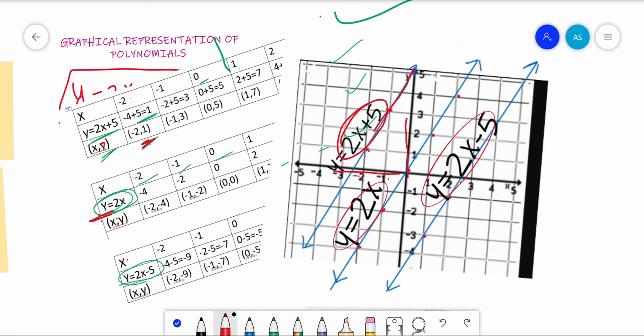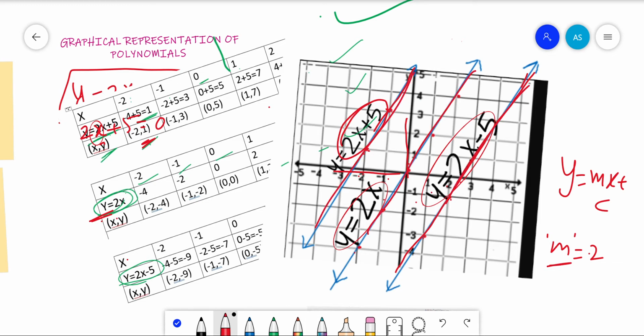Here, taking the points (1, -3) and (2, -1) and plotting those two points, you will get a straight line. So these are the three lines. These three lines are parallel to each other because in y = mx + c, m is called the slope. Observe the three cases: the m value is 2 in all of them, so all the lines are parallel to each other.